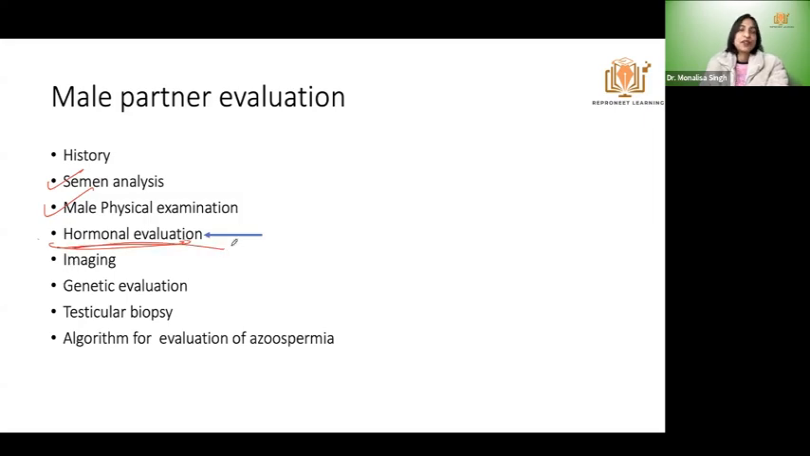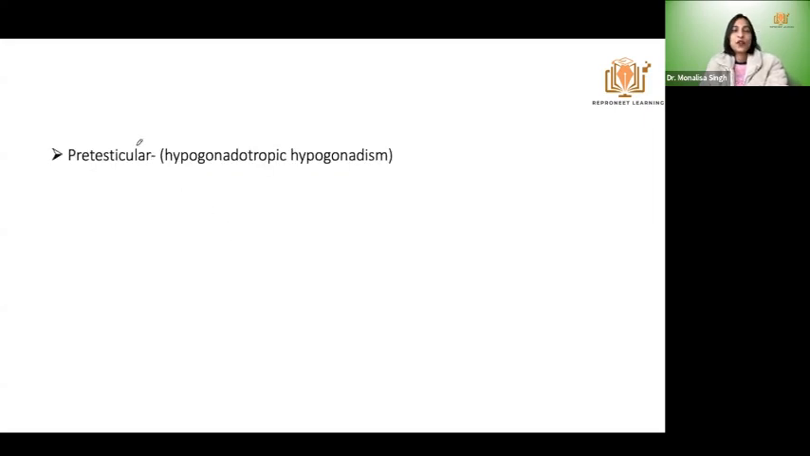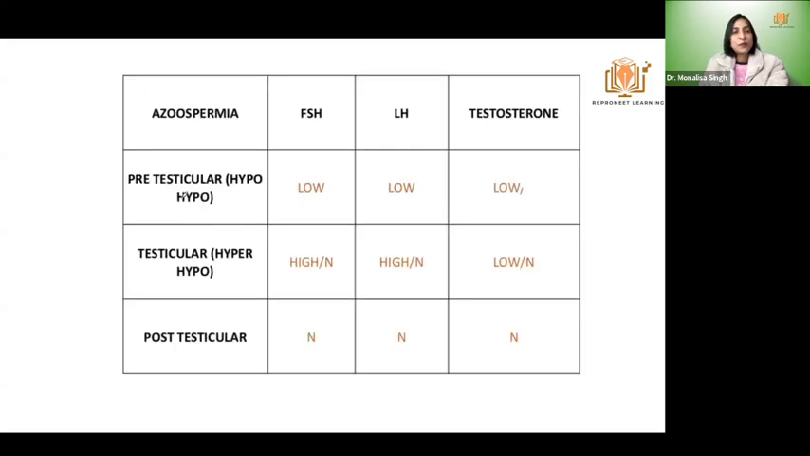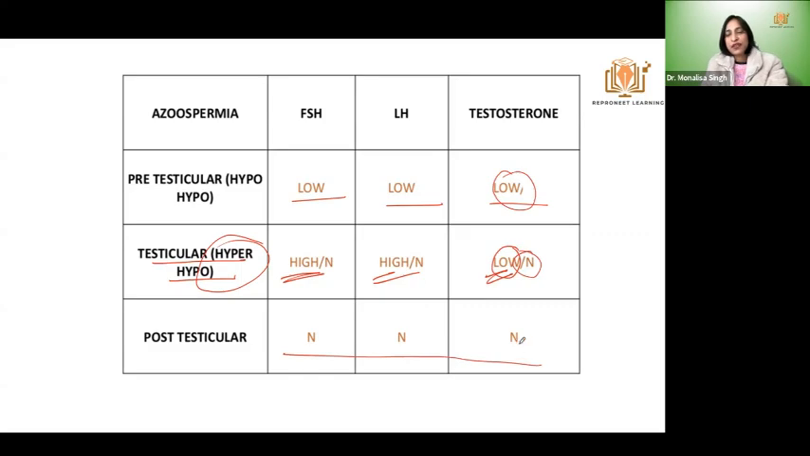So let's talk of hormonal evaluation. We've already discussed a lot. The pre-testicular hallmark is low FSH, low LH, and low testosterone. In testicular causes, FSH may be normal. If it is high, it is severe testicular failure. Post-testicular hormone levels will be normal. This is the same table, same thing. In testicular, FSH may be high. If it is high, it is severe testicular failure. The chance of retrieval of sperm from testicles is very low. Testosterone will be low in both cases. It can be normal also. Post-testicular, everything will be normal.